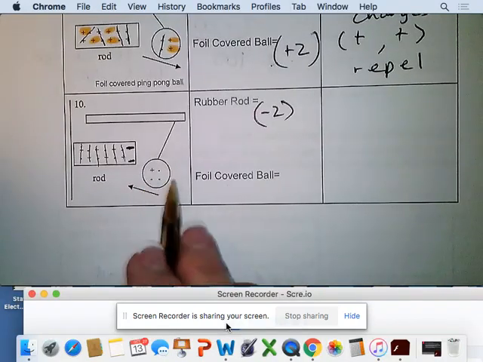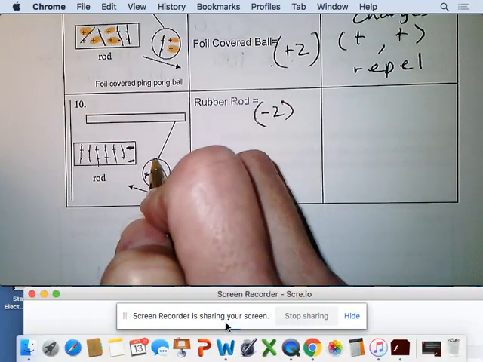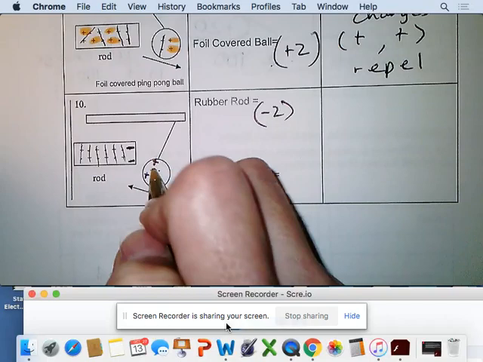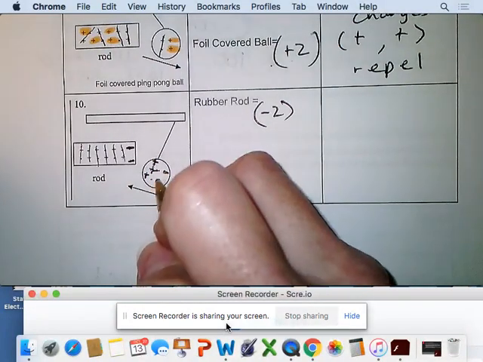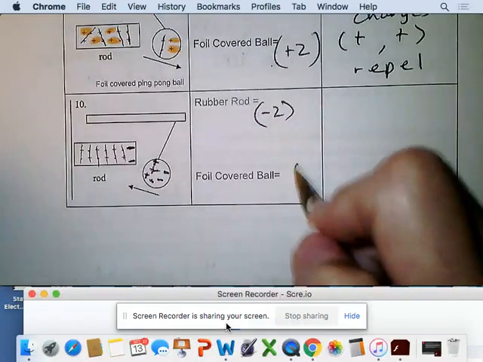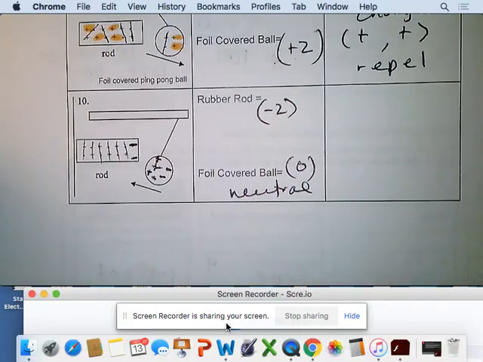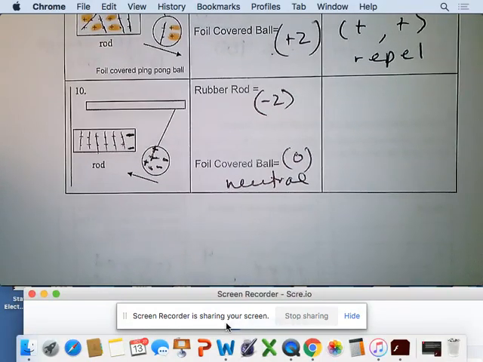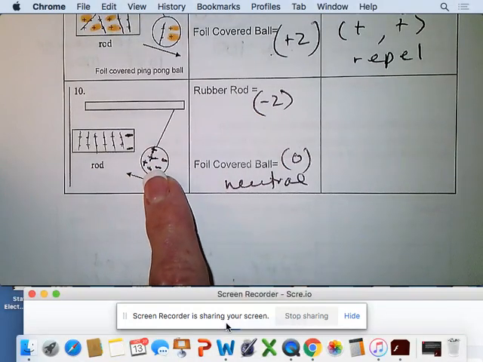So let's go ahead and fix this one. I'm going to make this one neutral, and I'm going to show you how this works. Okay? So the foil covered ball, I'm going to make sure I have 3 positives and 3 negatives in there. And I'm going to say that it's got a 0 charge, it's neutral. It will still attract, okay? Am I breaking the law of opposites attract and like repel? No. What have I tried to show?